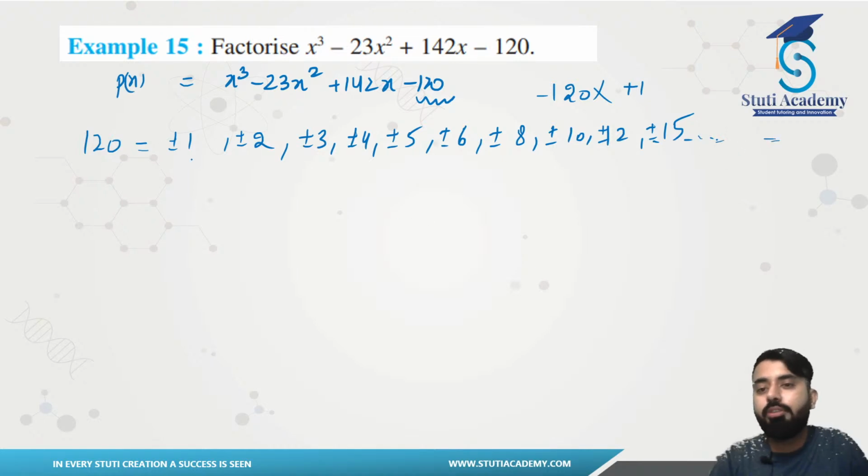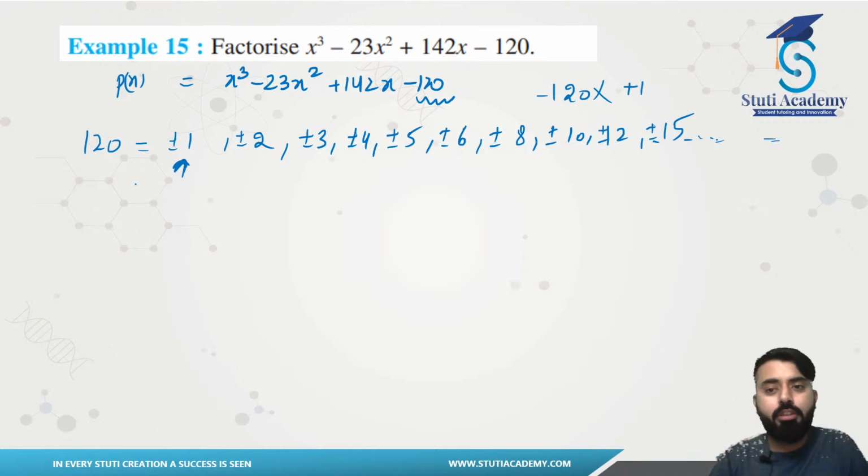You have to start with the lowest one here. In our case, it is positive or negative 1. You have to replace your x with either a positive 1 or a negative 1. At any given value, once you end up getting a 0, that will be one of the factors of your given polynomial.